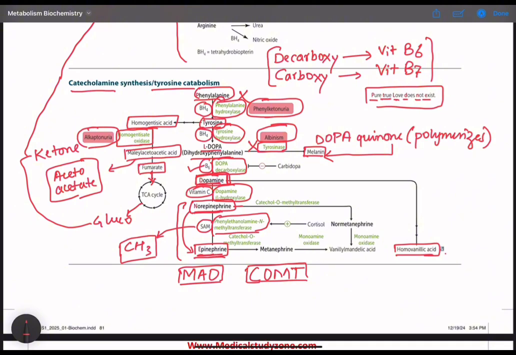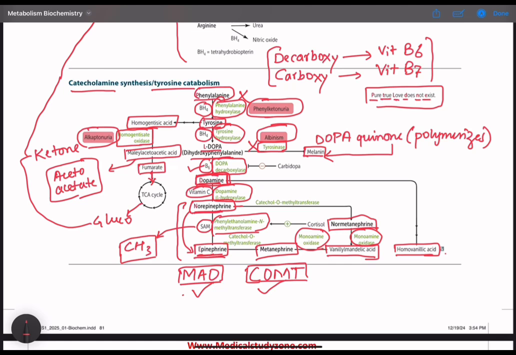can function irrespective of the order. Either monoamine oxidase can act first or COMT can act first. So if COMT acts first, norepinephrine is converted into normetanephrine and epinephrine is converted into metanephrine, and then normetanephrine and metanephrine are acted on by monoamine oxidases, converting them into vanillylmandelic acid.